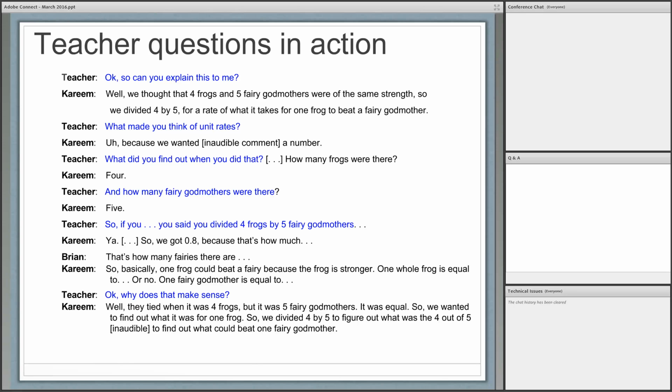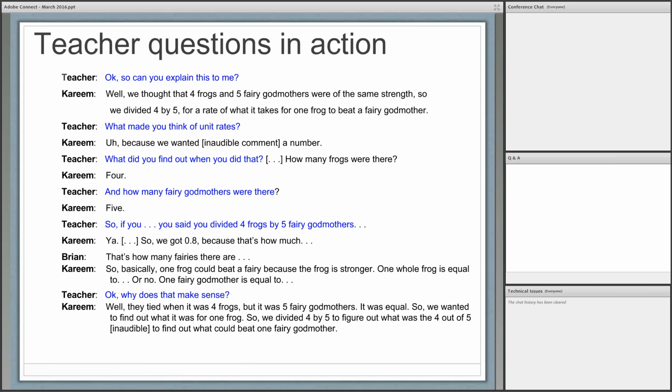So the teacher, I've highlighted in blue, says, okay, so can you explain this to me? Or what made you think of unit rates? Or what did you find out when you did that? Or just one where there is a right answer, and how many fairy godmothers were there? Here she's paraphrasing in the next: so if you said you divided 4 frogs by 5 fairy godmothers, kind of showing that she recognizes what they did, but also prompting them to move on.